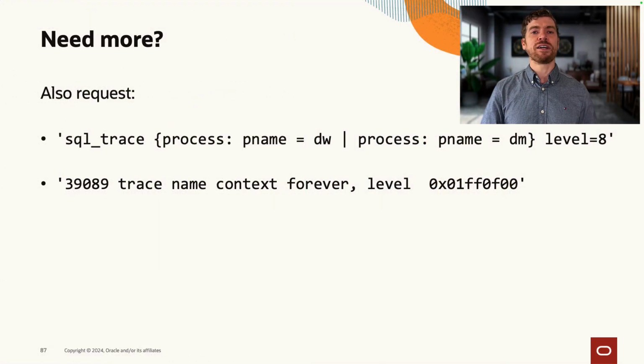And finally, there is also a way for generating even more SQL traces in case you are still not identifying what the problem of your Data Pump job is. So you can also request some SQL trace and also this trace 39089. So that way, Data Pump job will create another kind of traces that will help the support team to identify the issues with your job. Now back to you, Mike, with some tips and tricks.